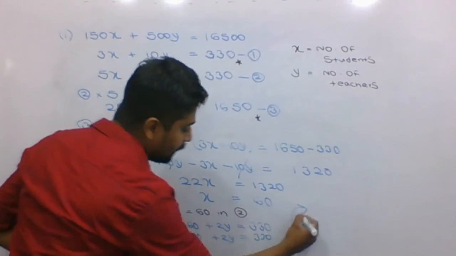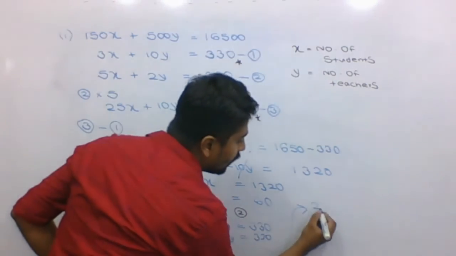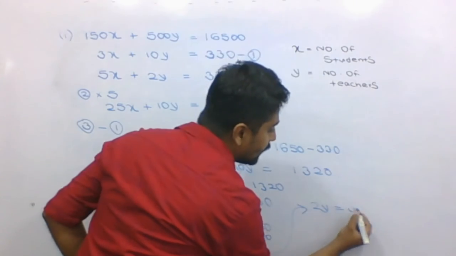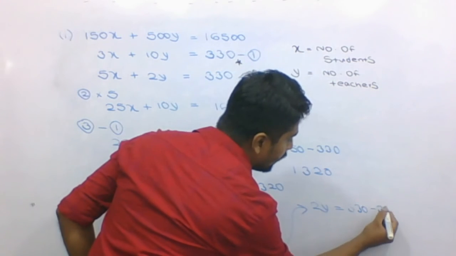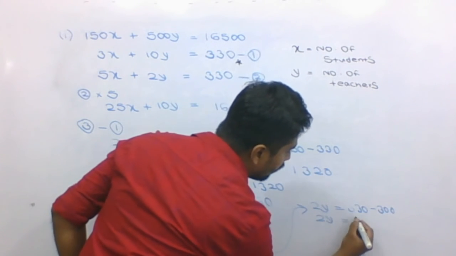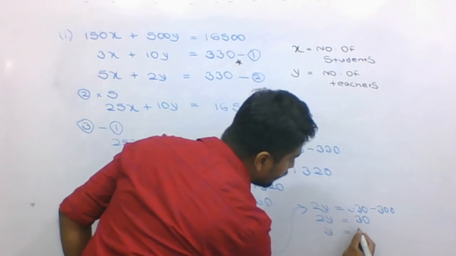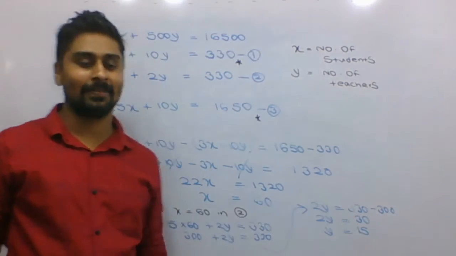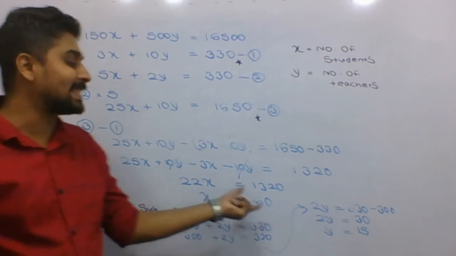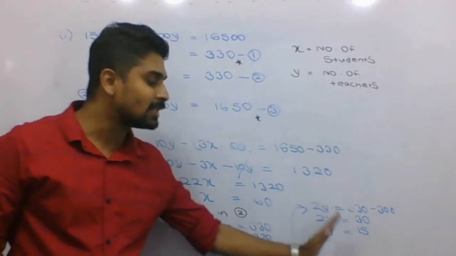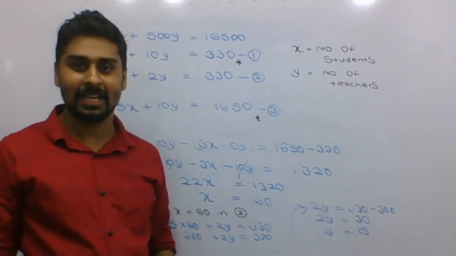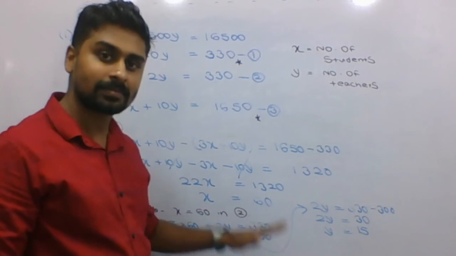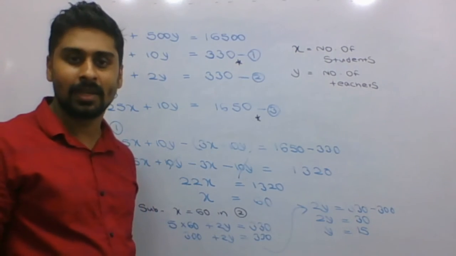So I'm bringing it here. 2y equals, bring 300 to the other side, that means 330 minus 300. 2y equals 30, y equals 15. So the number of teachers is 15, and the number of students is 60. Then after that you can write: number of teachers equals 15, number of students equals 60.